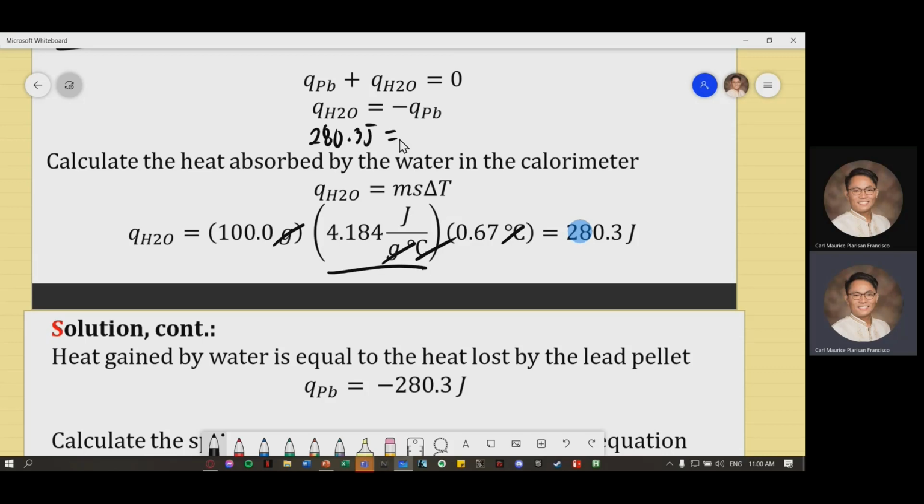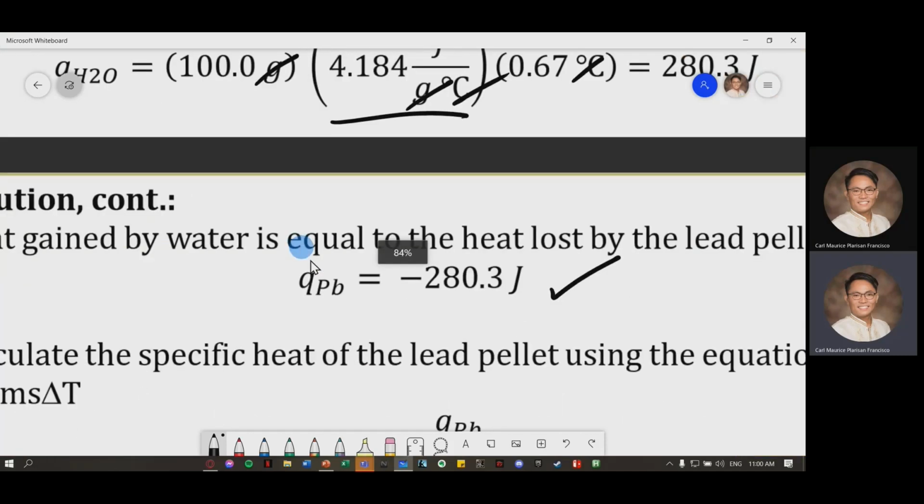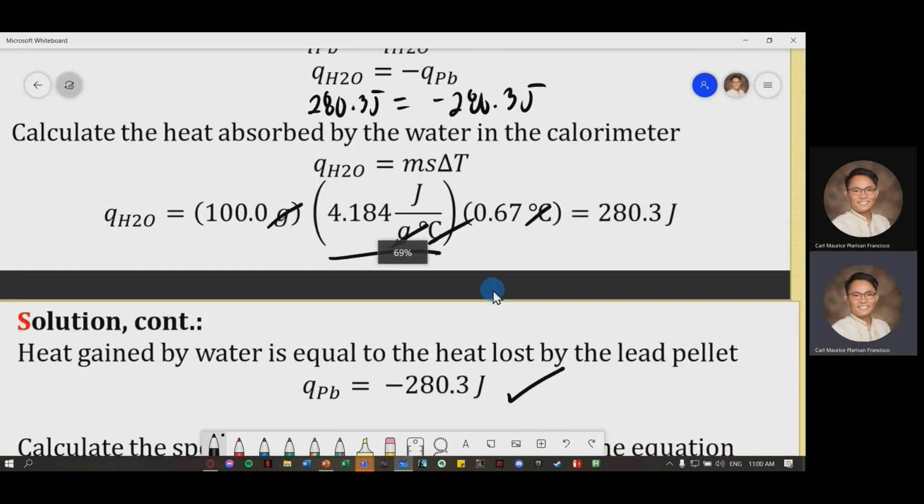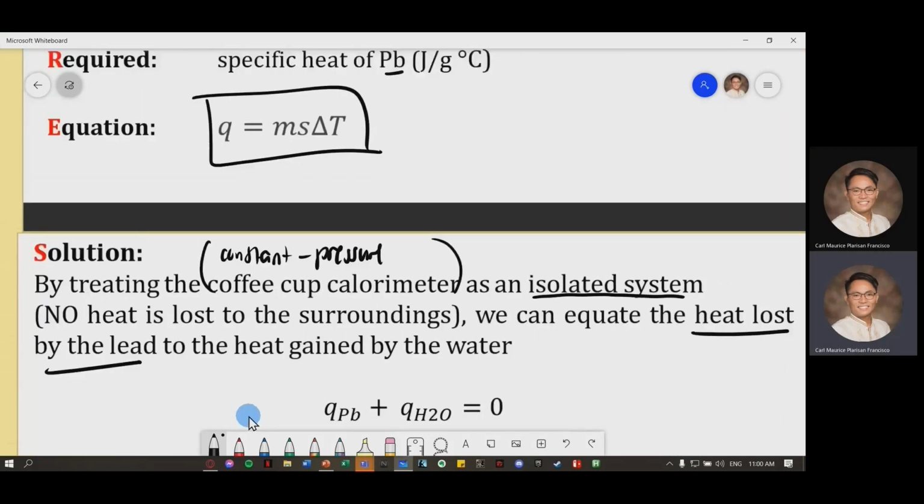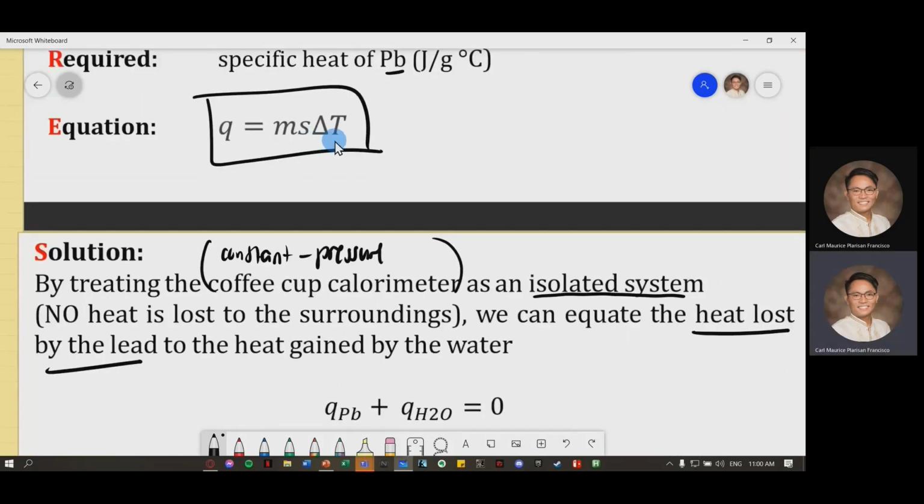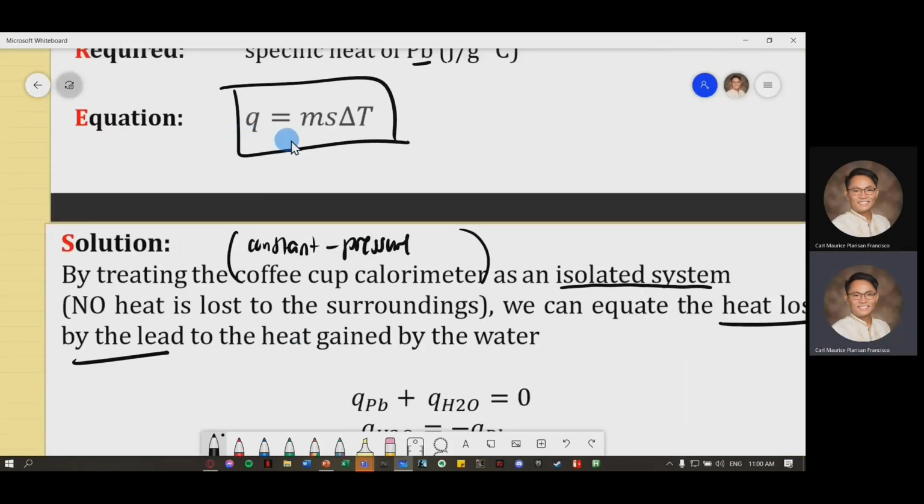O dahil ang sagot natin 280.3 joule, anong negative value? Negative 280.3 joule. Meron na tayong heat loss by lead. We have determined the heat loss by lead by using the heat absorbed by water, using this particular equation: Q is equal to ms change in T.